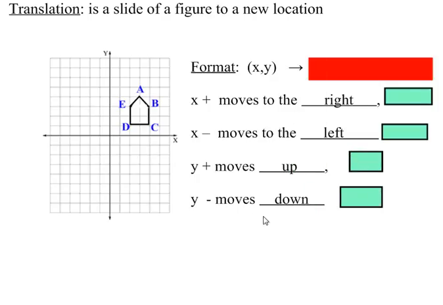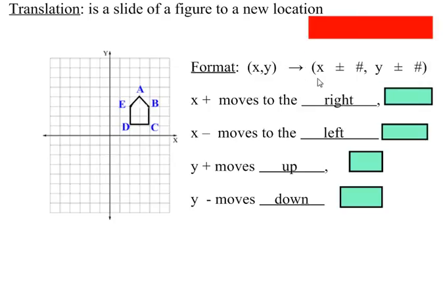Now, how does that play out in our format? Well, our format's always going to start with the point. Here we are, X, comma, Y. That's the point. It is going to change. That's what this means. The point is going to change. And when we do a translation, we're going to put in parentheses X, and depending on what's happening, is it being plus or minus a certain number, comma, and the Y plus or minus a certain number. So this is the format we're going to use.